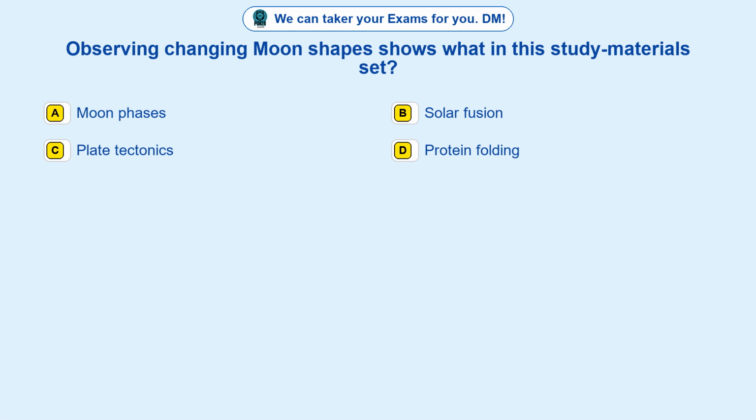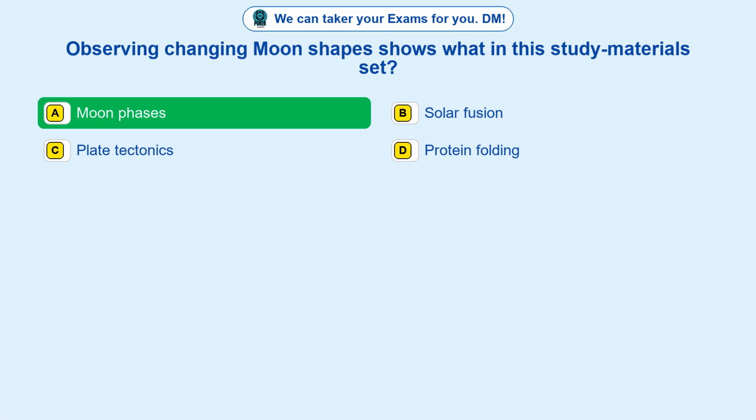Question 90. Observing changing moon shapes shows what in this study materials set? Option A, moon phases. Option B, solar fusion. Option C, plate tectonics. Option D, protein folding. The correct answer is option A.